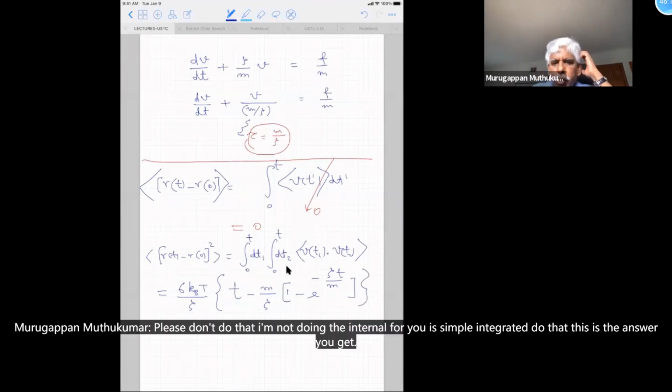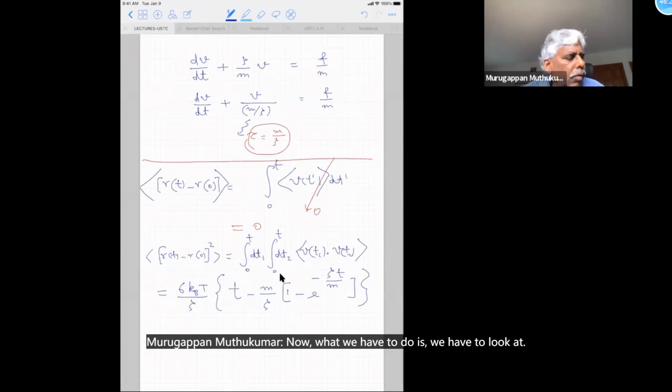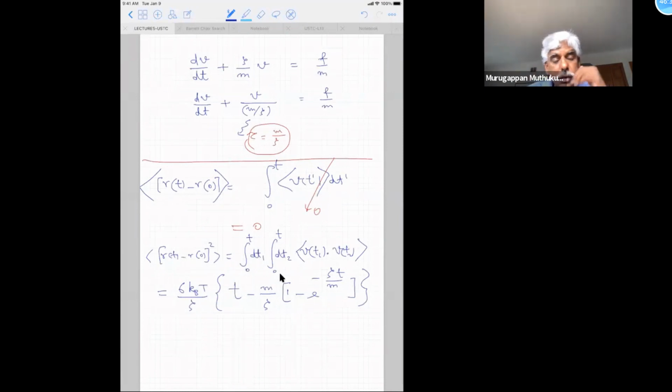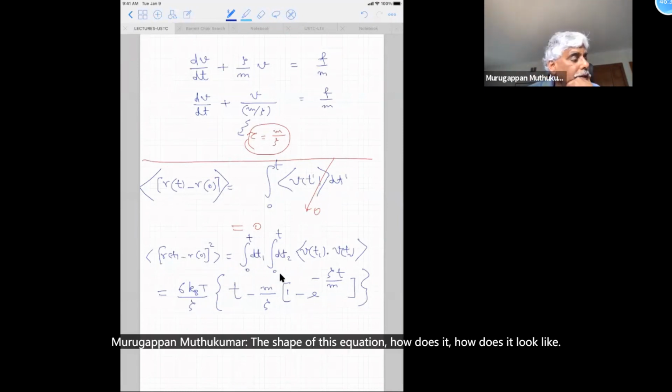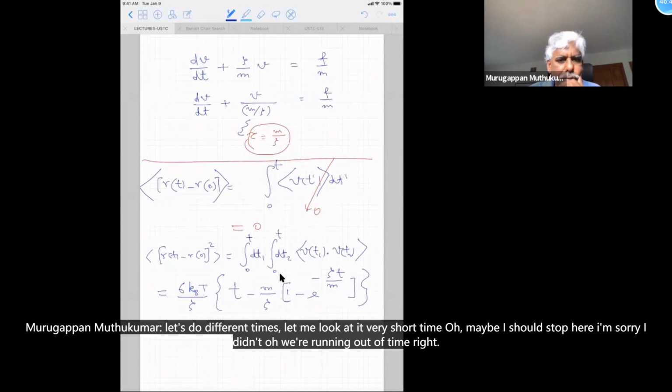Please do that. I'm not doing the integral for you. It's a simple integral. If you do that, this is the answer you get. Okay, this is exact. Now what we have to do is look at the shape of this equation. How does it look? Let's do different times. Let me look at a very short time.